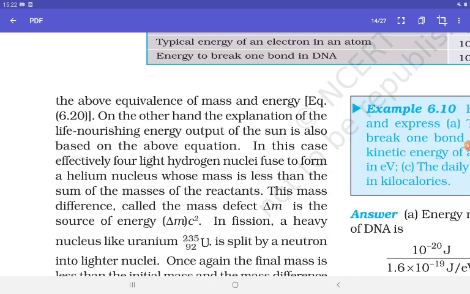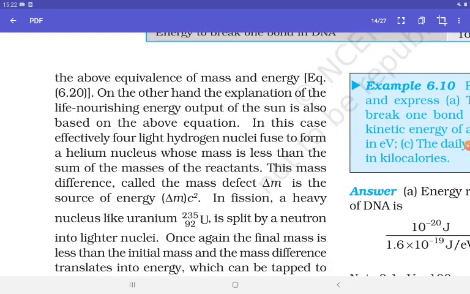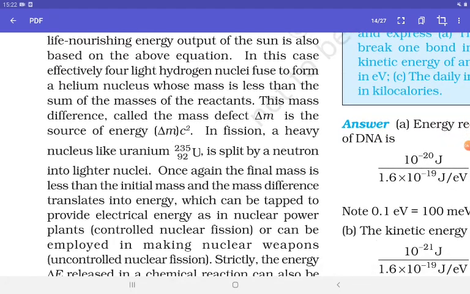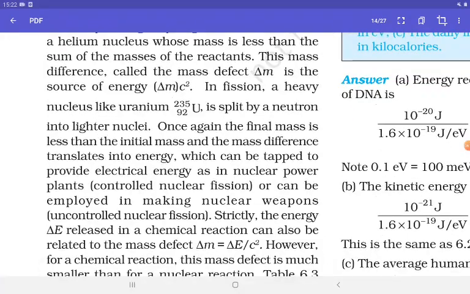In fission, a heavy nucleus like uranium 235 is split by a neutron into lighter nuclei. Once again, the final mass is less than the initial mass, and the mass difference translates into energy, which can be tapped to provide electrical energy as in nuclear power plants, or can be employed in making nuclear weapons.